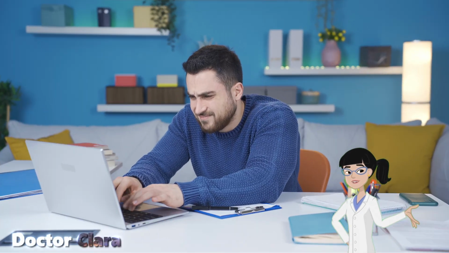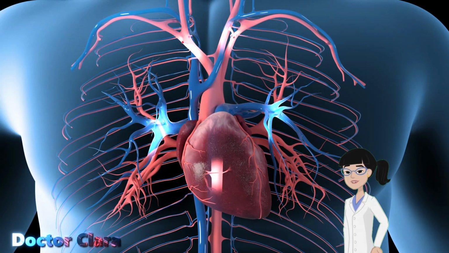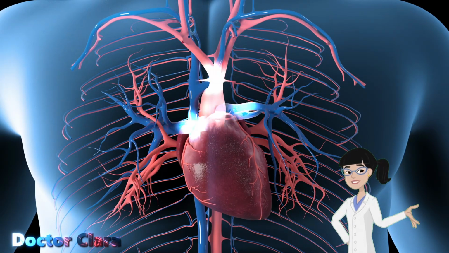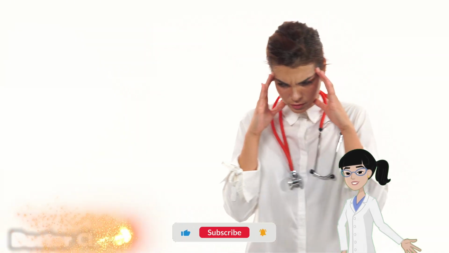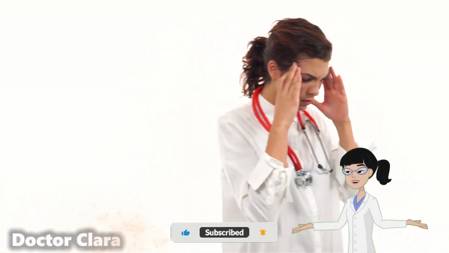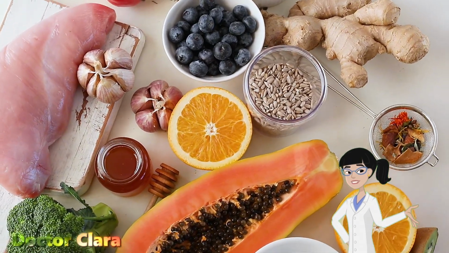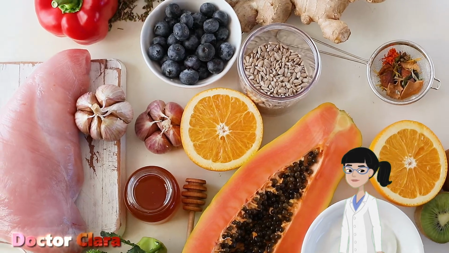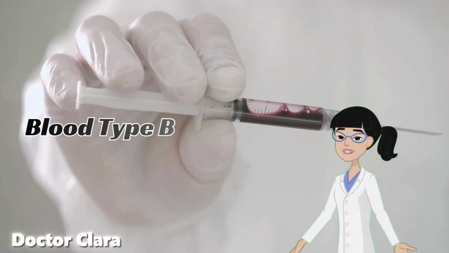Avoid sitting still for more than 45 to 50 minutes. It may seem like a simple thing, but it's critically important for circulation. Stress management isn't just a preference for you, it's a necessity. In other words, it's a biological requirement. Don't forget to include foods rich in natural anti-inflammatory compounds like ginger, garlic, and turmeric in your meals. Blood type B.